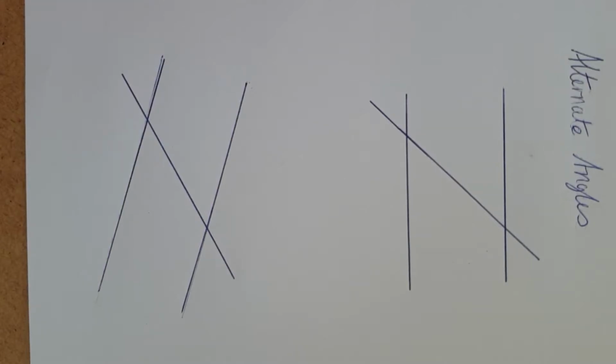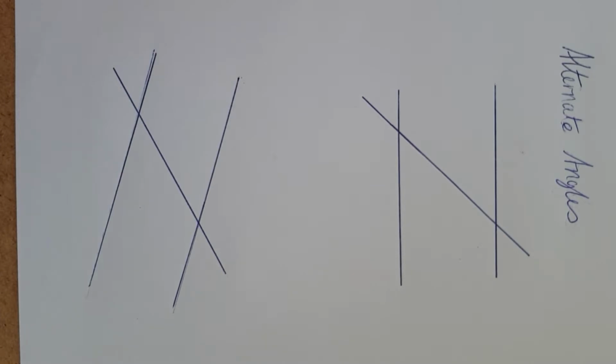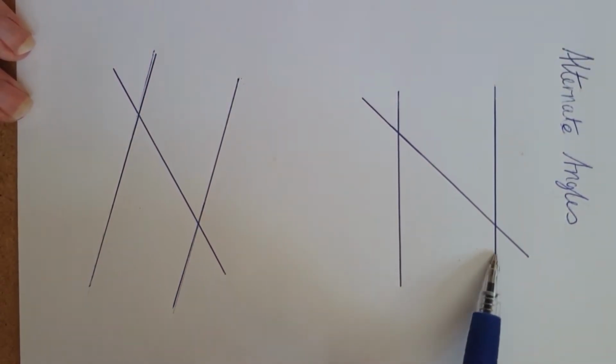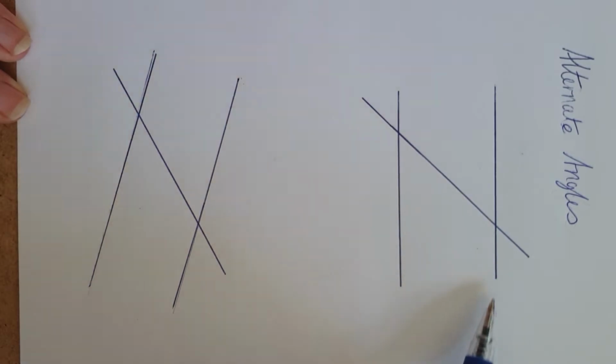Hello, today we're going to be looking at alternate angles. They are part of angles to do with parallel lines. Now, as you remember, parallel lines are straight lines which, no matter how far you extend them, will never ever meet because they are an equal distance apart.